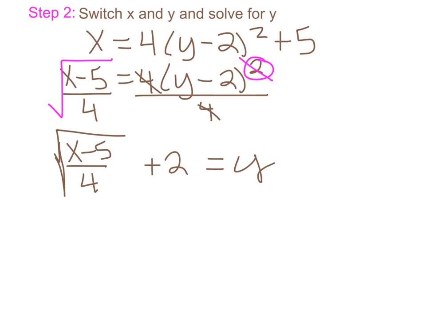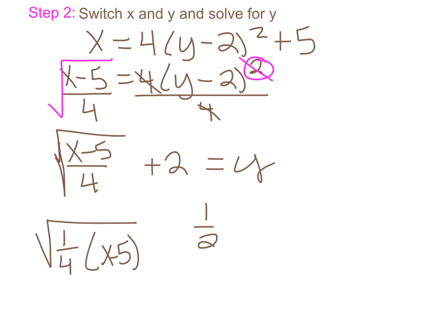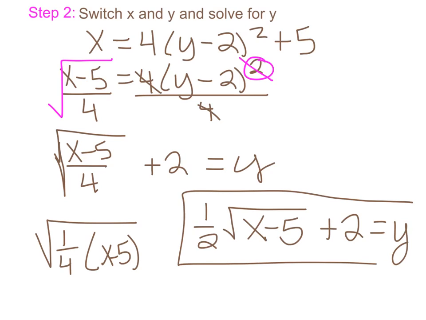And then the last thing I need to do is clean this up, because I can take the square root of this 4 right here, and I want to have this in the standard form that I can use to graph it. So if I thought of this as the square root of 1/4 times x minus 5, well, the square root of 1/4 is 1/2, so I would have 1/2 out here, and then the square root of x minus 5, and then plus 2 equals y. So there is my inverse.